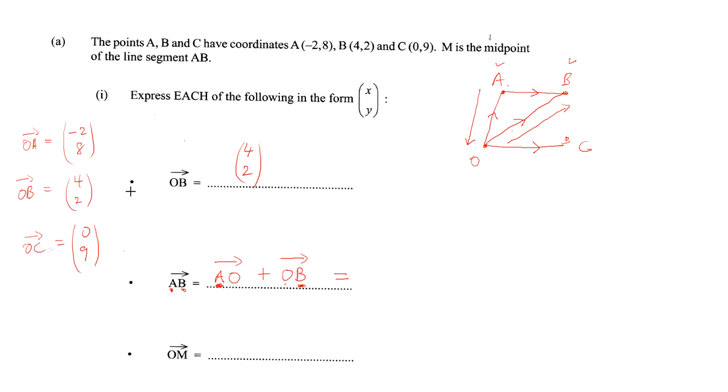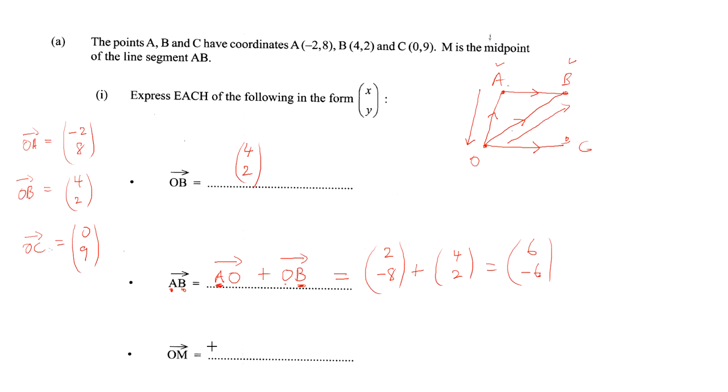So AO, we know OA is minus 2, 8. So therefore AO will be 2, minus 8. This is in the reverse direction. So if OA was minus 2, 8, then AO should be 2, minus 8, plus OB. What is OB? OB is 4, 2. So this will be 6, and minus 8 plus 2 is minus 6.